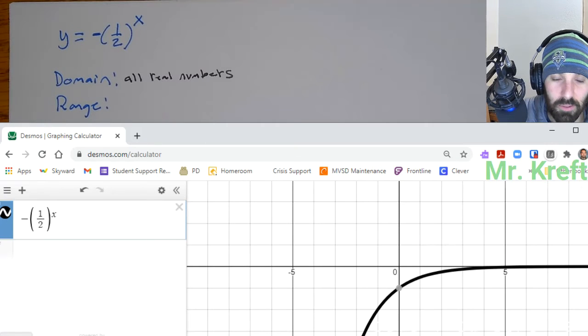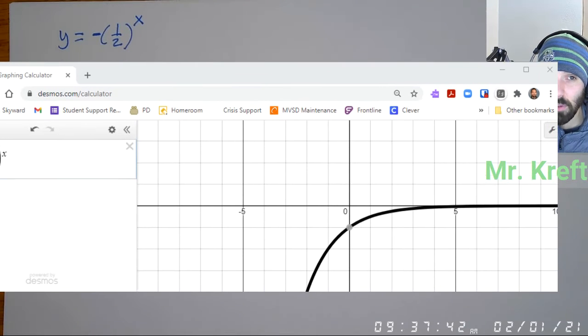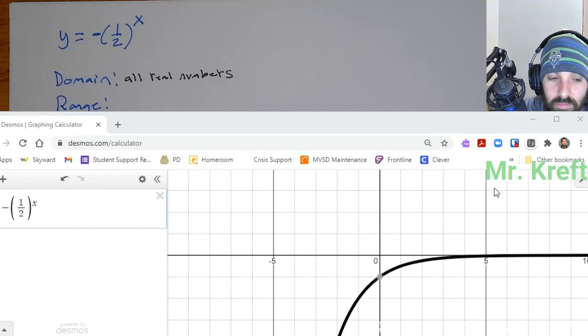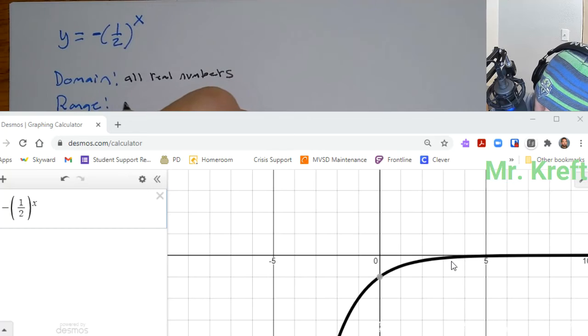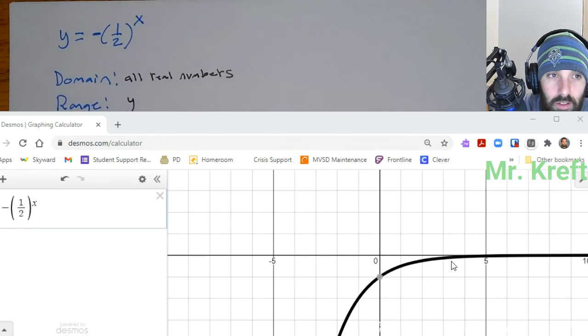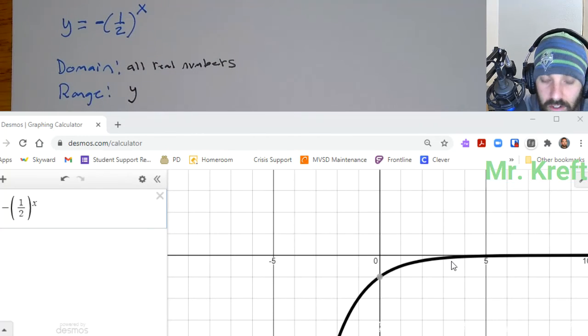Here, I'm just going to hit the home button. There we go. So can you guys tell me what the range is? Type it into chat. What do you guys think? I can help you out. It's going to have a y in it, right? Is y greater than something, or is y less than something? What do you guys think? Can you guys type that into chat? What do we got? Is y going to be greater or less?